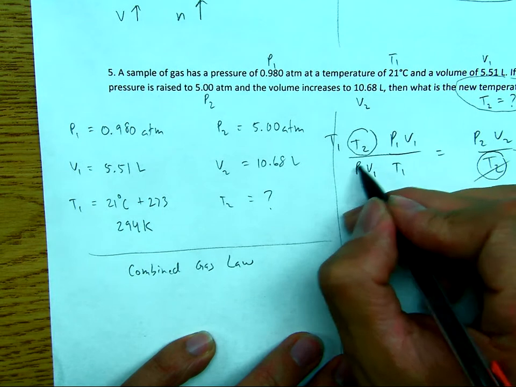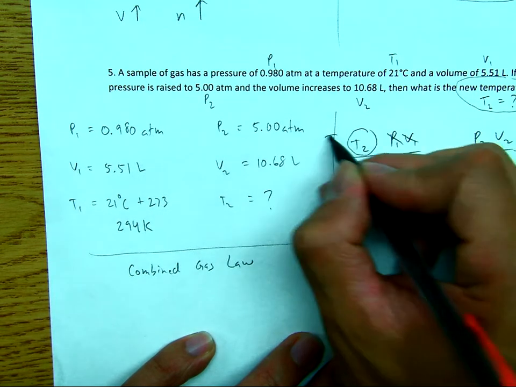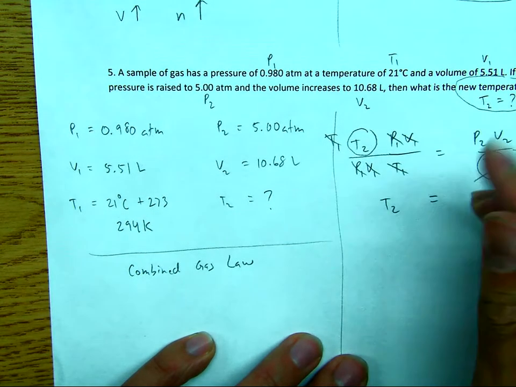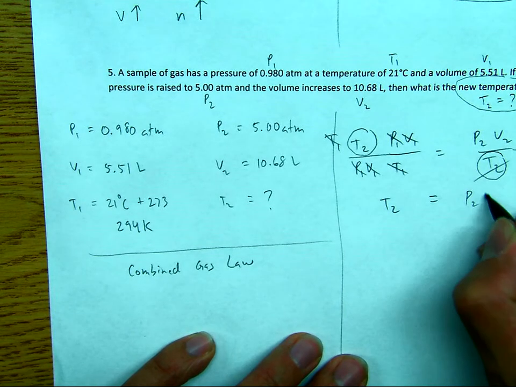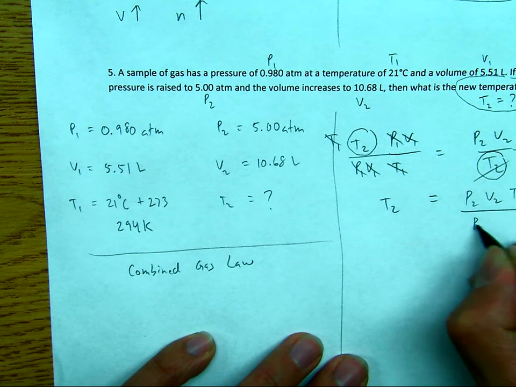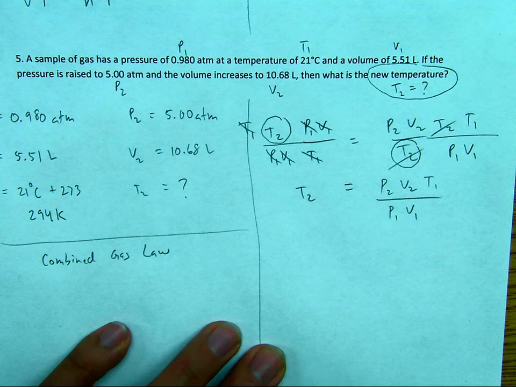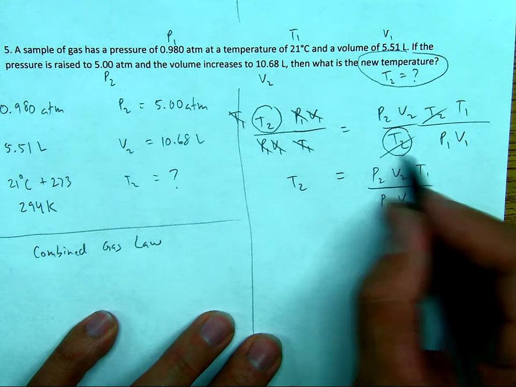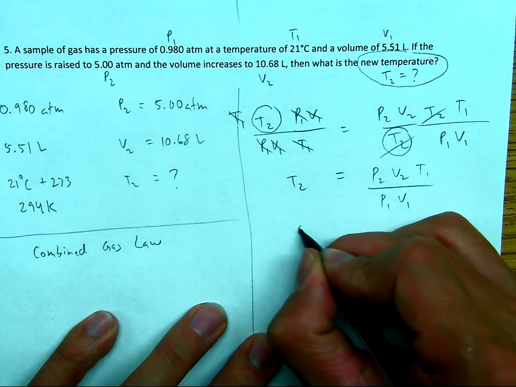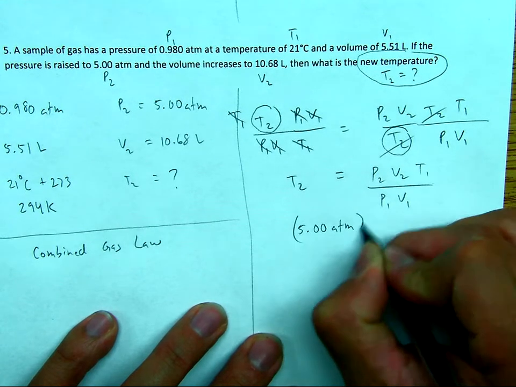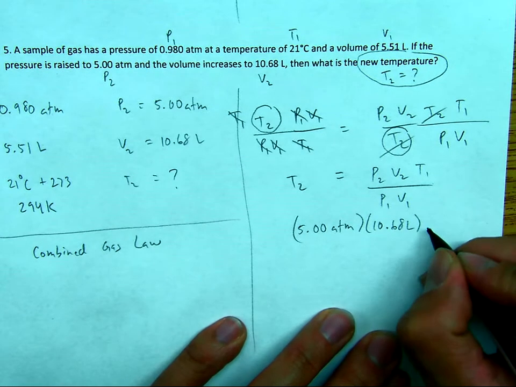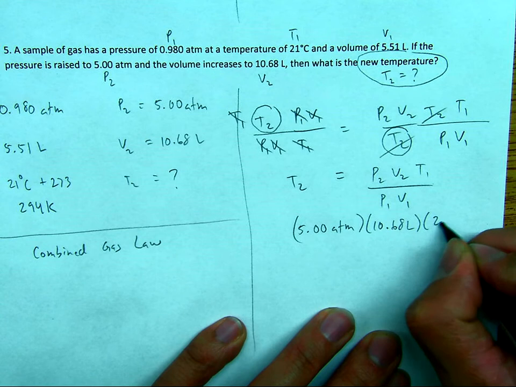So all of these will cancel, P1, V1, and T1, and you're now left with T2, right? All of the rest of them canceled, and what you have left on this side is P2 on top, V2 on top, T1 on top, over P1 and V1. Okay. So now we're going to fill in all of the numbers for these terms. P2 is 5.00 atmosphere. V2 is 10.68 liter. T1 is 294 Kelvin.